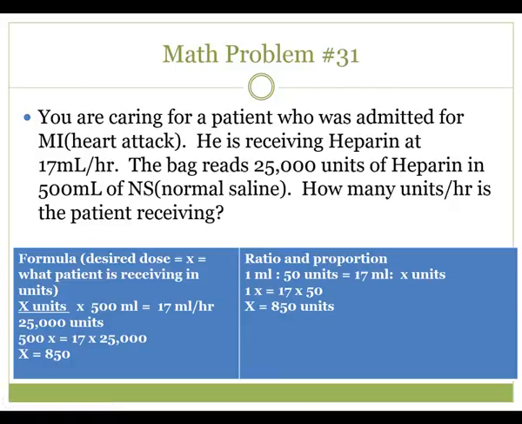You're caring for a patient who's admitted for an MI. He's receiving heparin at 17 mils an hour. The bag reads 25,000 units in 500 mils. How many units an hour is he getting? And these are some problems that you'll see a lot because you see these in the hospital.